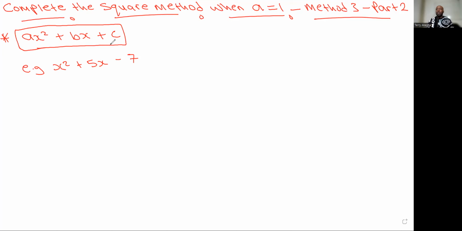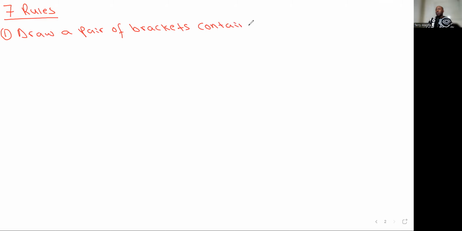So it is very important for us to know what to do. I have 7 steps on how to do it. The first thing is that you have to draw a pair of brackets containing x. Then you put a square outside.